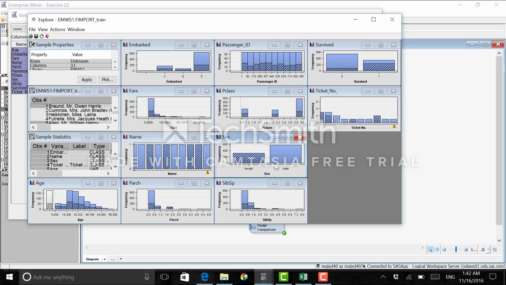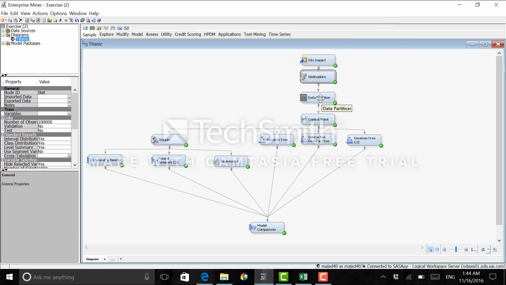And here under age comes my first concept. This is a large fraction of missing values under the age input. So we understand that we have 177 missing values before we go any further, so we can deal with these missing values.